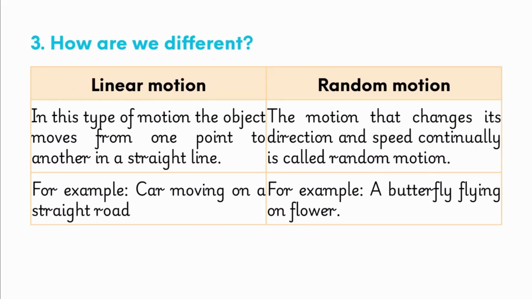Second, linear motion and random motion. In linear motion, the object moves in a straight line. An example is a car moving on a straight road. In random motion, the object changes its direction and speed continuously. It is called random motion. And the example for random motion is a butterfly flying over a flower.